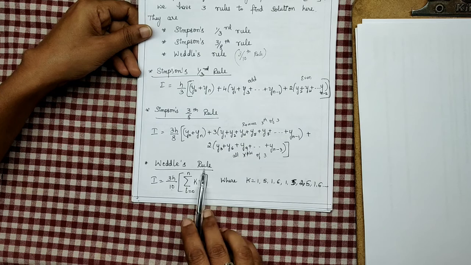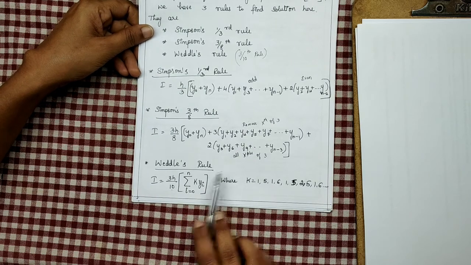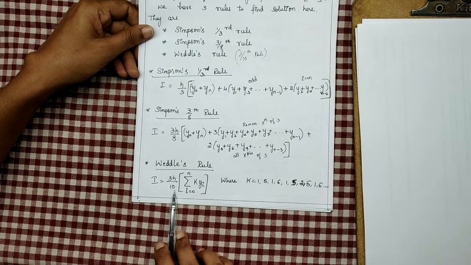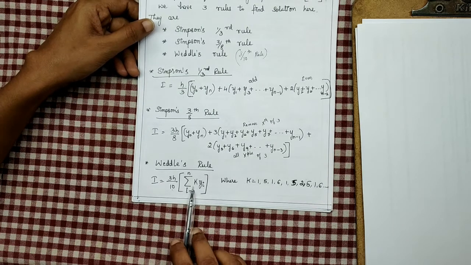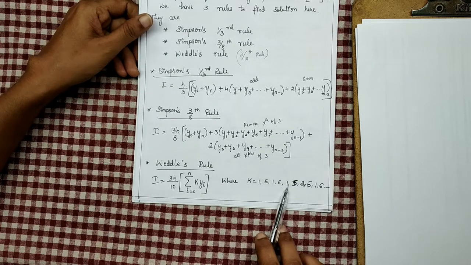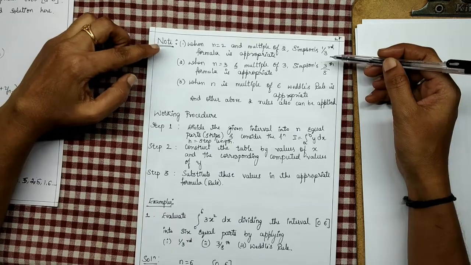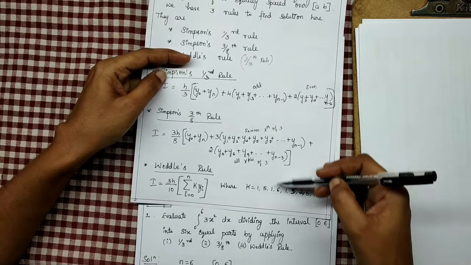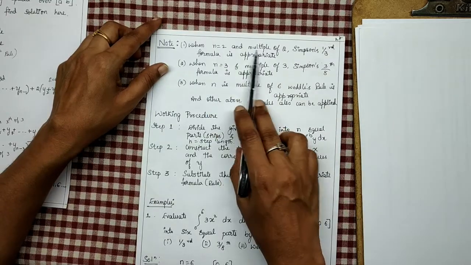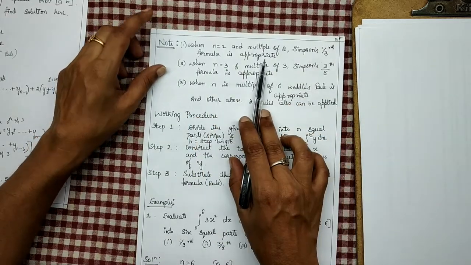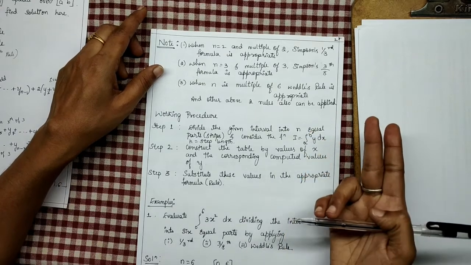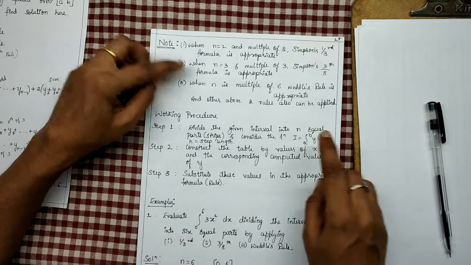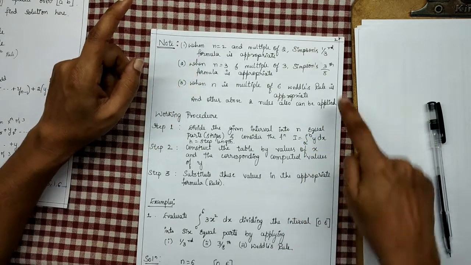Come to the third one, that is Weddle's rule or the 3/10 rule. According to this, I is equal to 3h by 10 into summation i from 0 to n of k into yi, where k is 1, 5, 1, 5, 2, 5, 1, 6. Now, this note will give you the information about when you have to use these formulas, which formula will be appropriate for the given problem. When n is 2 or a multiple of 2, Simpson's 1/3 formula is appropriate. When n is equal to 3, then Simpson's 3/8 formula is appropriate.